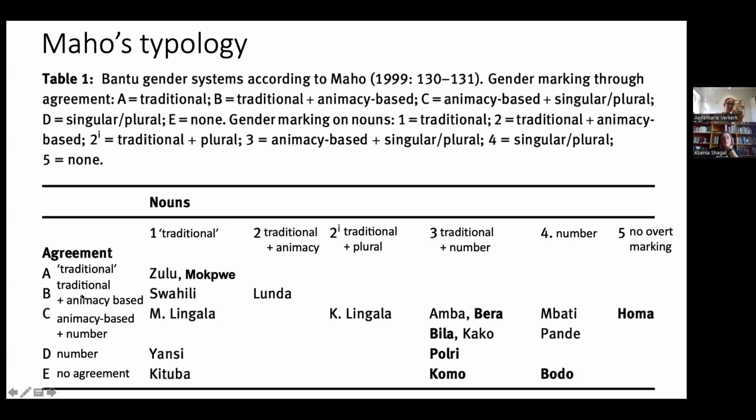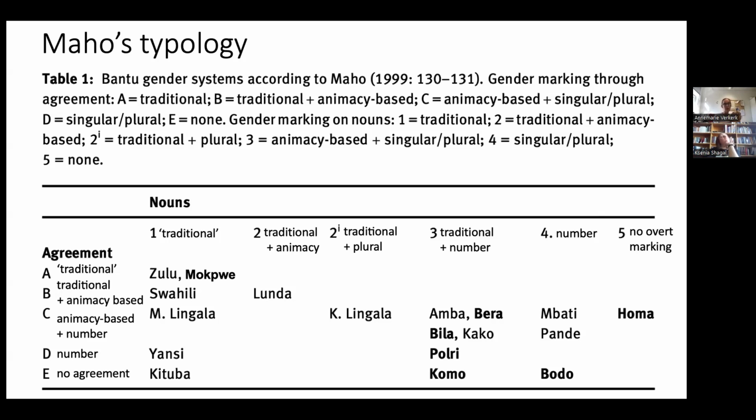And then we have languages which are on this row here, where they have been further restructured in the sense that they only have animacy-based agreement, with or without number, depending. And some languages don't have agreement at all, which means that they also don't really have a gender system left, because without agreement, you can't have a gender system. So there seems to be quite a bit of variation. The languages in bold here are the languages that we added. The languages that Maho studied are in regular fonts.